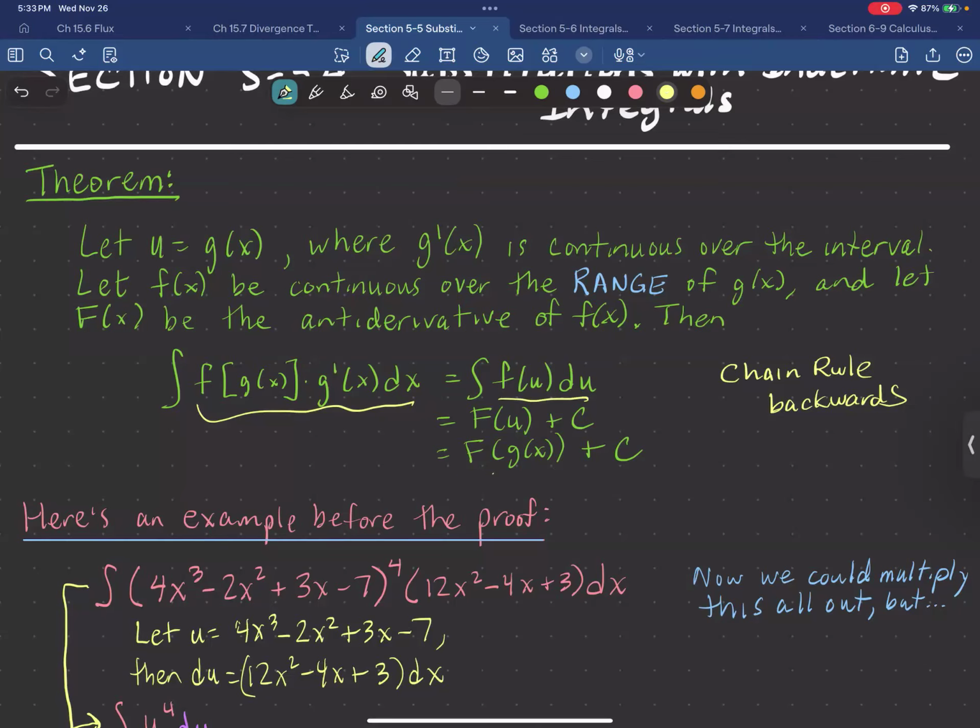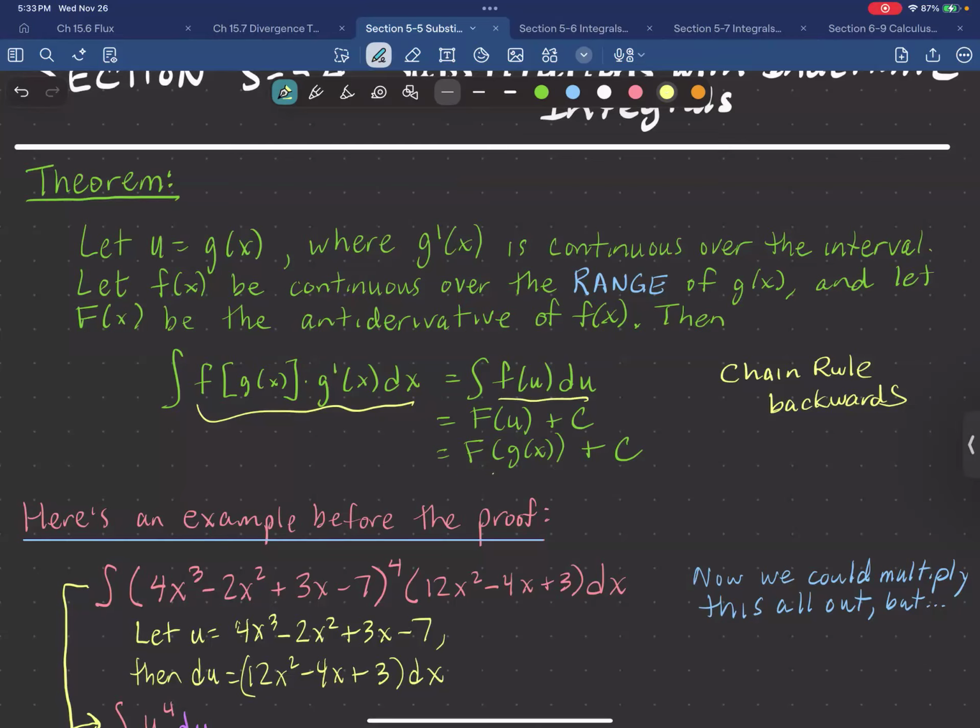Okay? So that allows us to rewrite the integral. What we do is we take this here equals du. So we're going to replace this with du right there. This here is u, and it's to the fourth power, so we end up with a u to the fourth power. Now, u to the fourth power is pretty easy to integrate. We integrate, we get 1/5 u to the fifth power plus c.